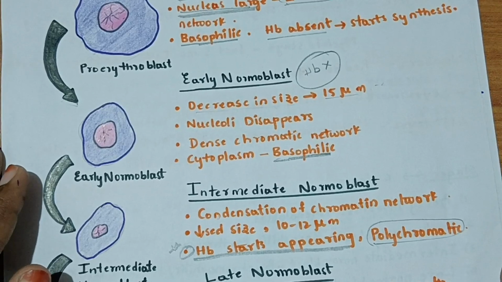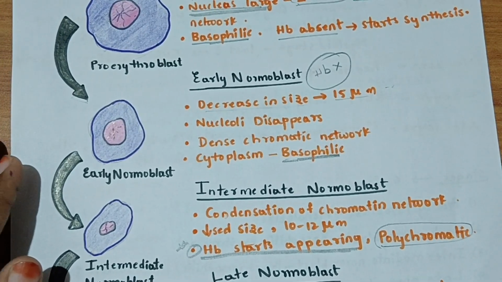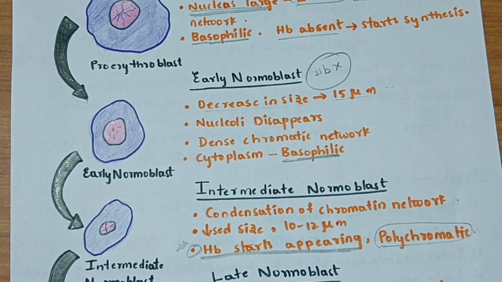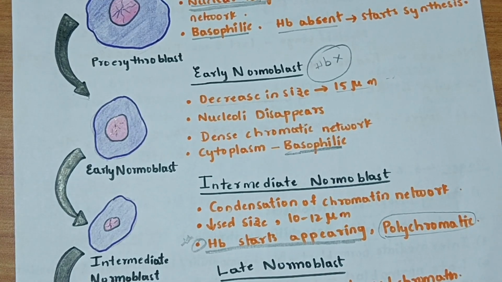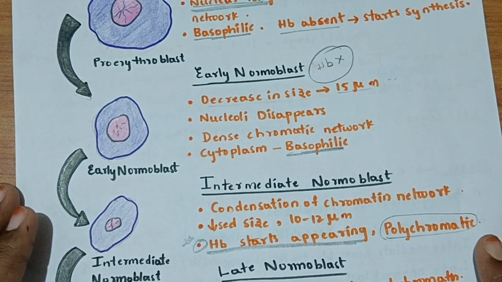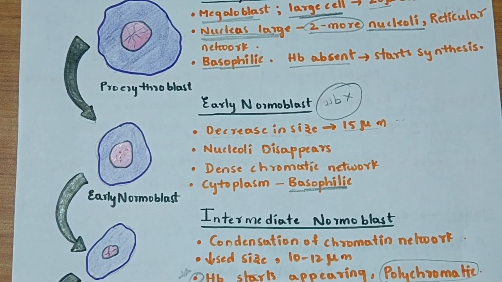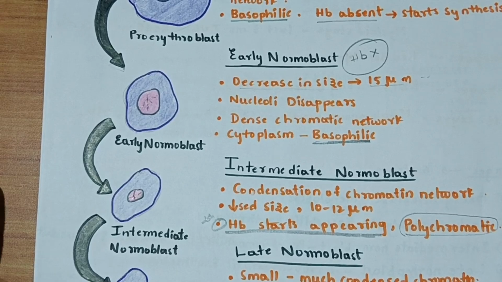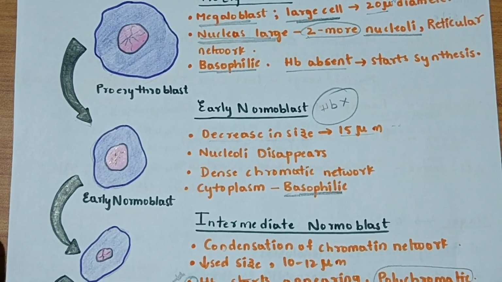It can be asked for a short answer or a long answer. If it is a long answer, you need to mention the factors that help erythropoiesis and hemoglobin synthesis. If it is a short answer, you can just write the introduction, definition, and explain the stages with the diagram. This is the complete discussion of erythropoiesis.